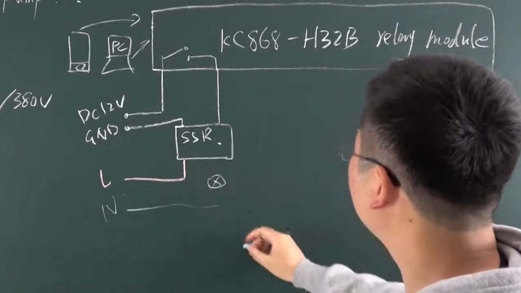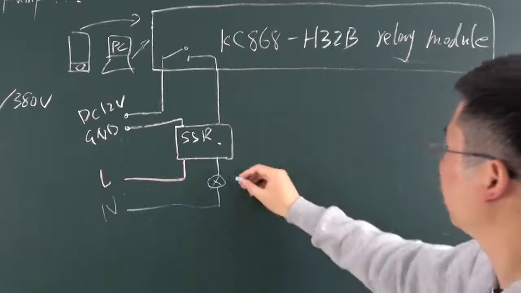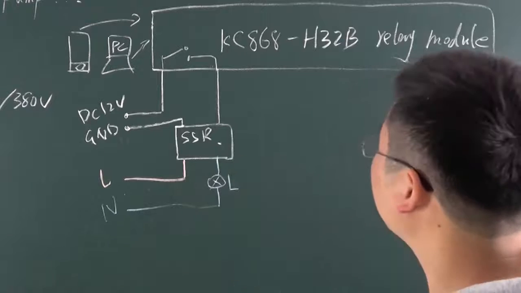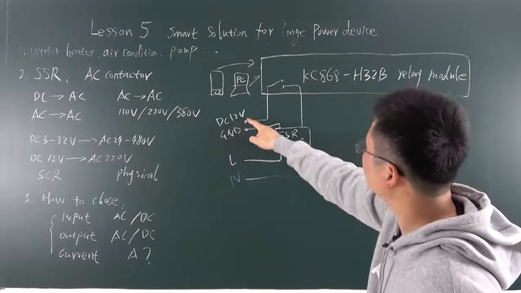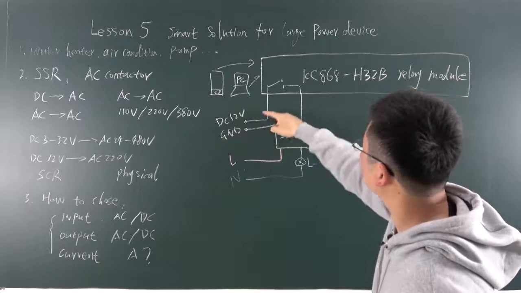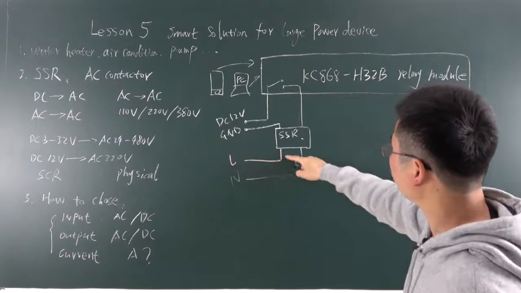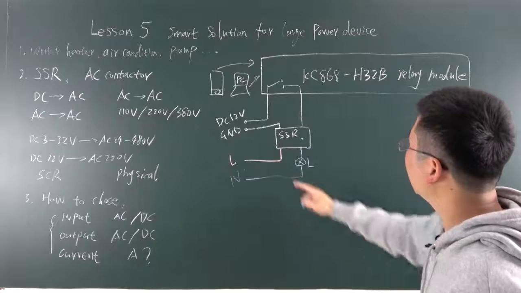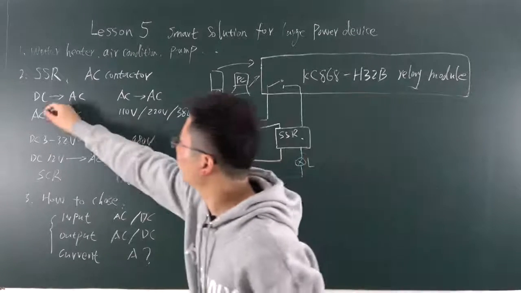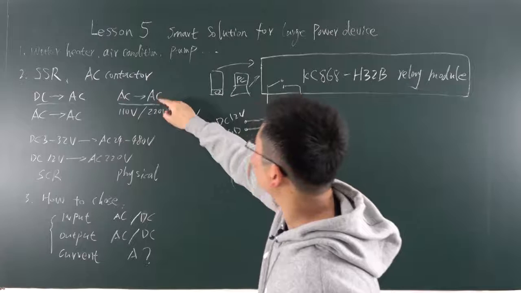This is L, and this is neutral N, and we have a load in this position. So this is the 12 volt input. When the 12 volt is given to the SSR, the L will go through the load to the N. This is the first type. Now we can look at this type, AC to AC.